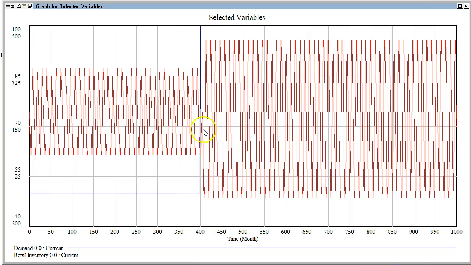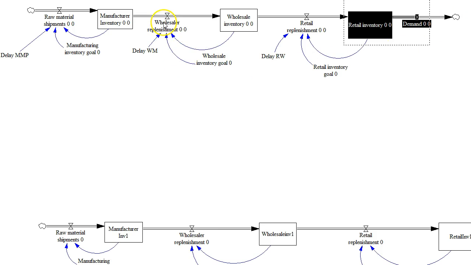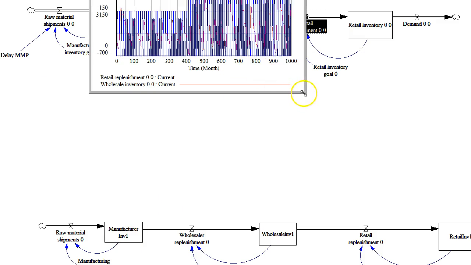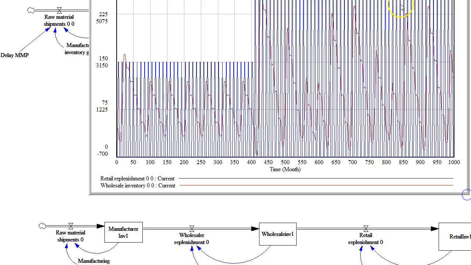You have the change at 400, and then you have the behavior of the inventory. The blue line here represents the demand, and it's 50 every day for the first 400 days until the first moment of day 401. The demand jumps to 100. Now let's see what happens with the wholesaler and the retail shipments. It gets complicated.